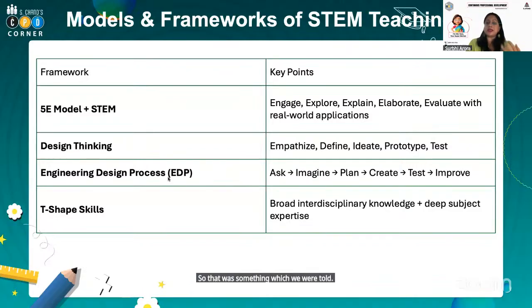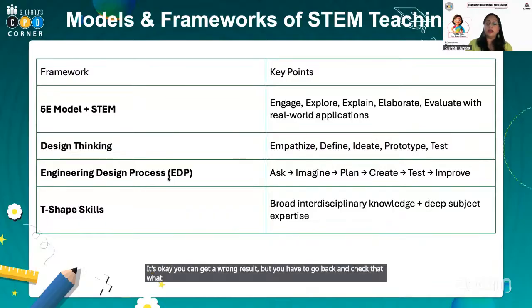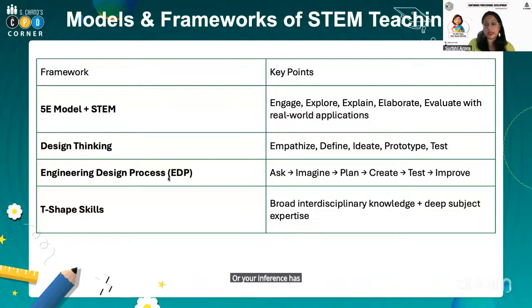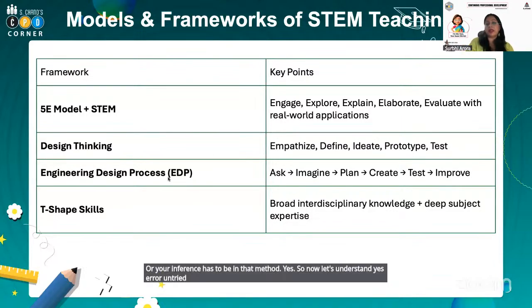Now, when we talk about the scientific method, it's completely opposite. It says it's okay, you can get a wrong result, but you have to go back and check what better you could have done to achieve a better result, or your inference has to be in that method. So, error and trial, and accepting that there can be bad results. That's the change we are going to talk about.